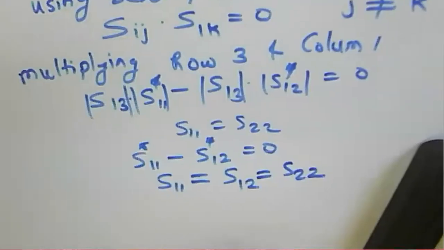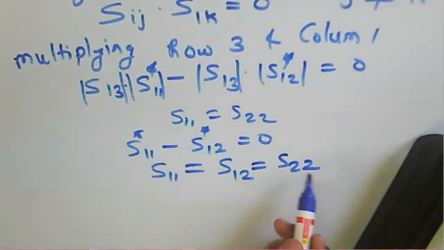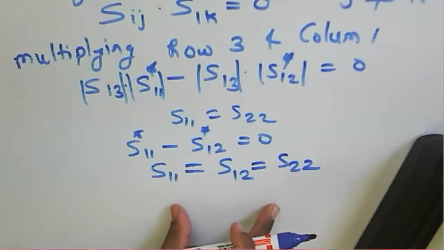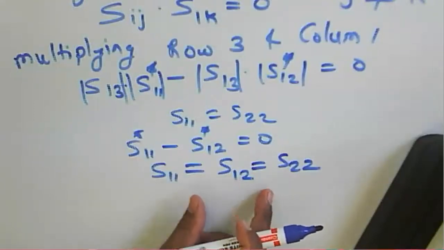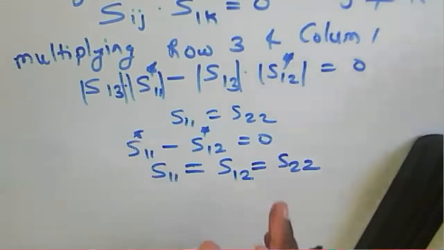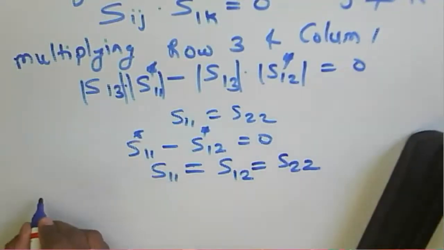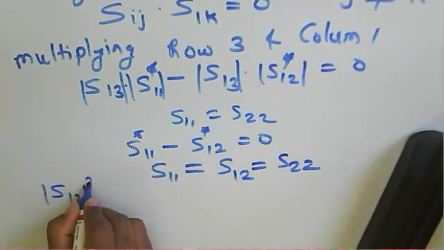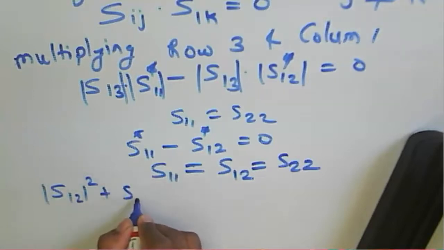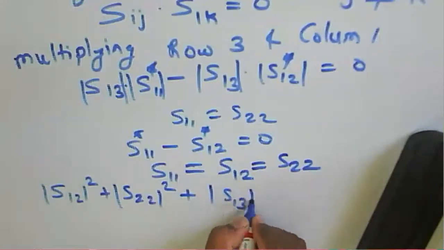Next, we got the values here, that is about S11, S12, S22. If we put all the values that we got here, the S13 value, in an earlier equation, that equation number 2, that is row 2 and column 2. What is the equation for row 2 and column 2? That equation is S12 square plus S22 square plus S13 square, which is equal to 1.